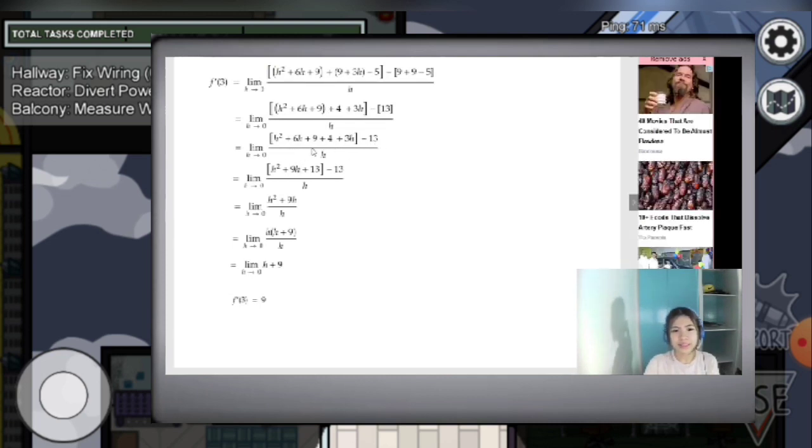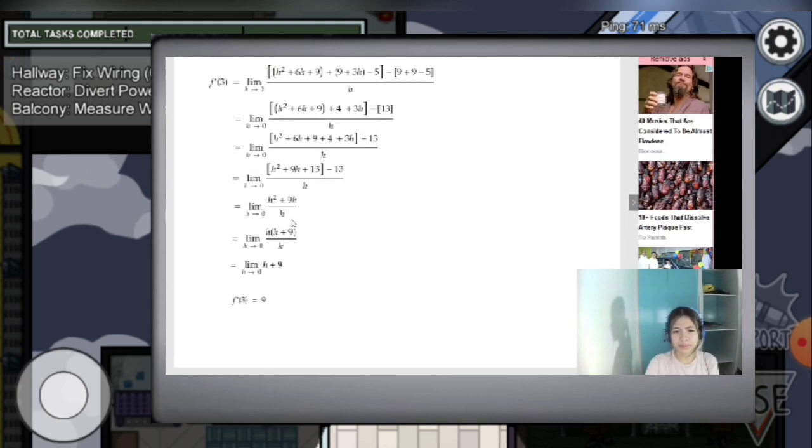And combine like terms. Copy h squared. Then combine positive 6h and positive 3h. We're going to get positive 9h. 9 plus 4 is 13. Then remove the bracket of 13. Then copy it. Then after that, remove again the bracket, and we're going to cancel negative 13 and positive 13 because it is equal to 0. And so copy this, h squared plus 9h over h.